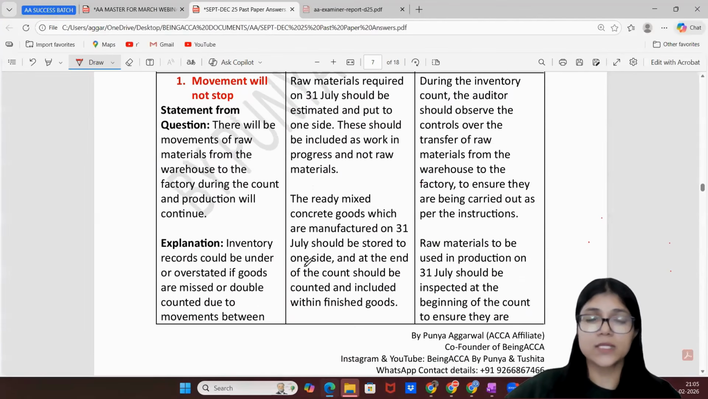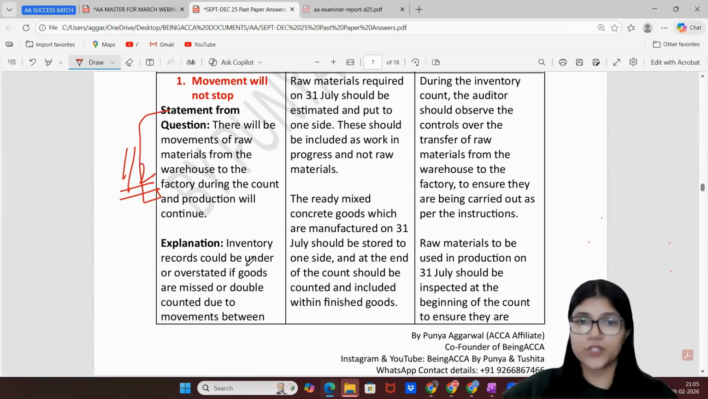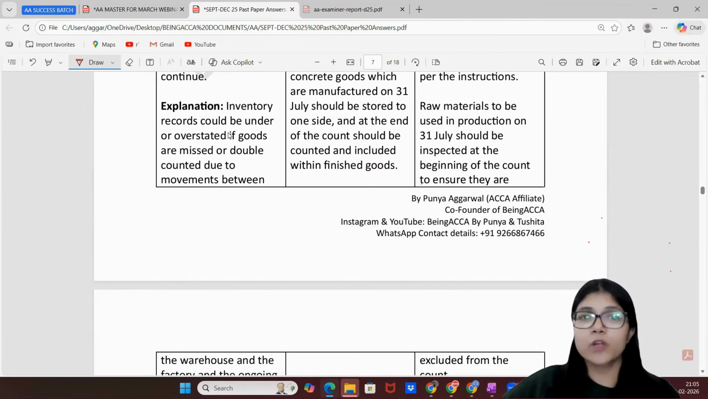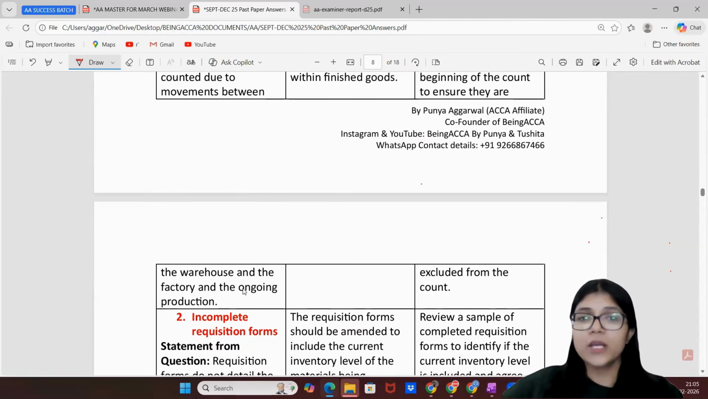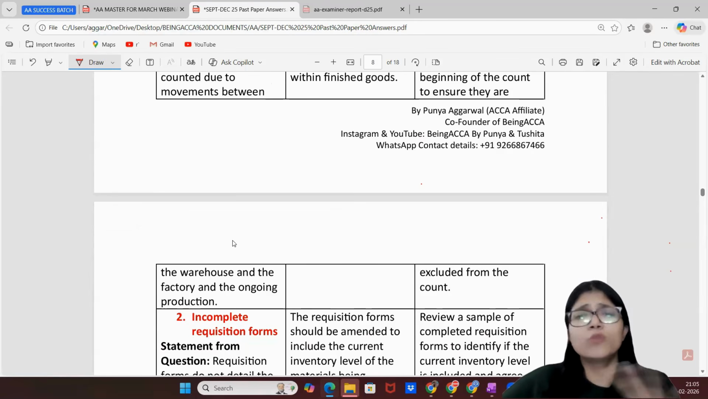Okay, so first of all, let's discuss the explanation that we have written. First of all, this is going to fetch me half a mark as we discussed. This is the identification from the question. And then I have written inventory records could be under or overstated. You can write the word misstated also. That's also absolutely correct. If goods are missed or double counted due to movement between the warehouse and the factory and the ongoing production, it can either be double counted or it can be missed because of the continuous production and continuous movement happening between the warehouse and the factory, right?